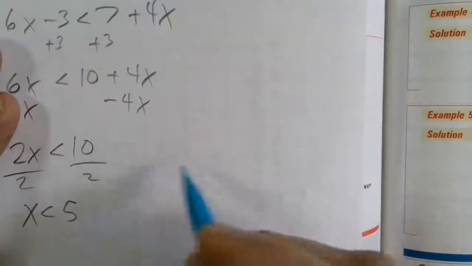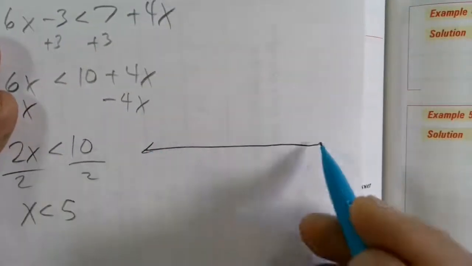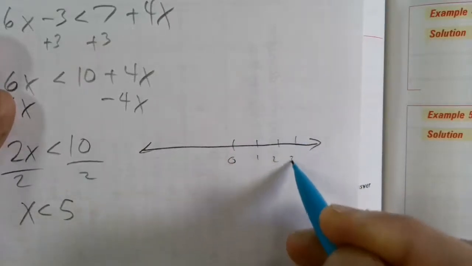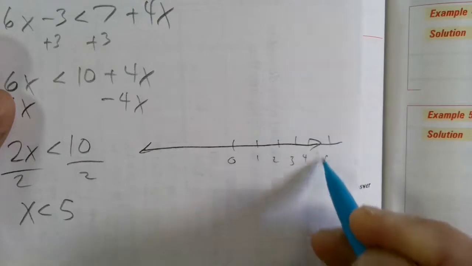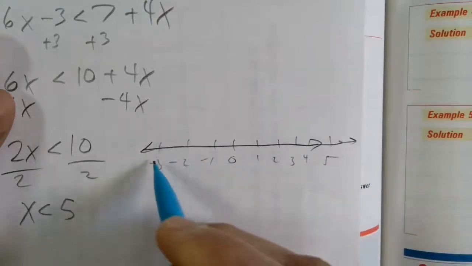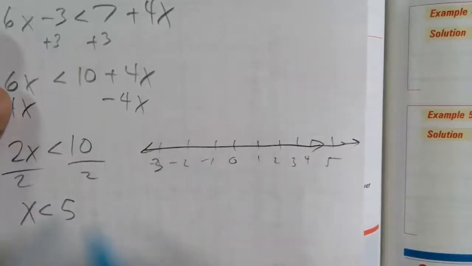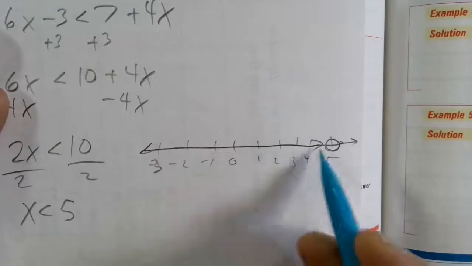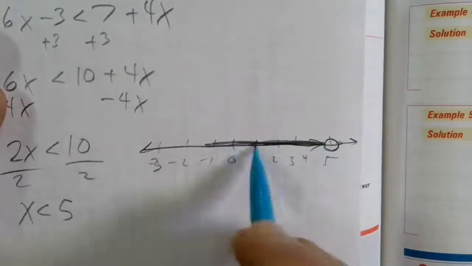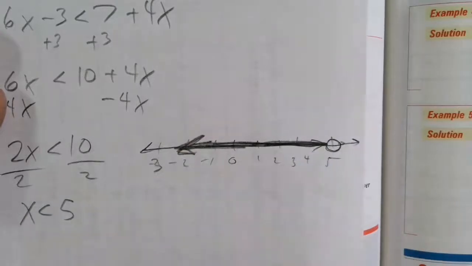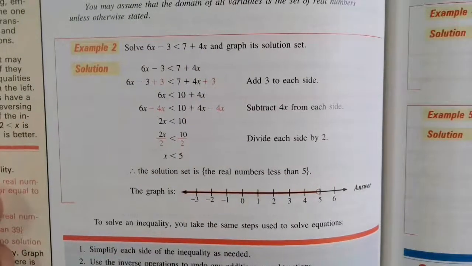Then it says to graph it. Okay, so I draw a line, put my 0, 1, 2, 3, 4, 5. Get 5 way out there. Negative 1, negative 2, negative 3. That's enough. Okay, now x is less than 5. So I'm going to draw an open circle on the 5 and then shade to the left forever because it's going to be every number less than 5. So that's the answer. Okay, let's do another one.